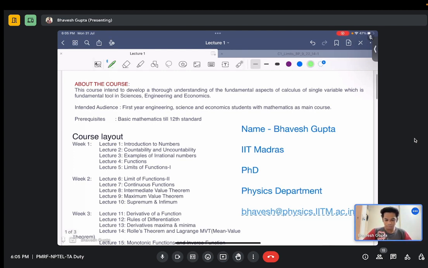So this course is all about giving you the fundamental aspects of calculus, that too of one single variable. Basically, we want to understand what happens when you give a single input and want to understand a single output kind of relationship. And this is a fundamental tool for students who are studying science, engineering, and economics.